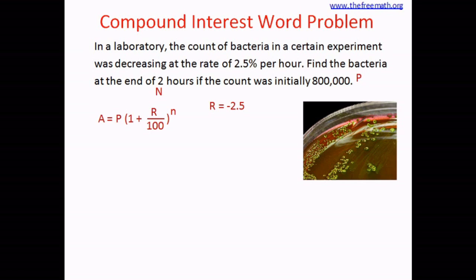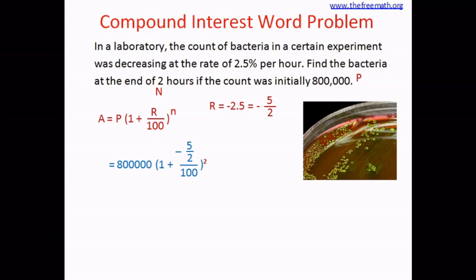Let's write 2.5 in the fractional form. So you can say that the rate equals negative 5 over 2. 5 over 2 equals 2.5. So the rate is negative 5 over 2. Let's substitute all these values. So we get 800,000 multiplied by 1 plus the rate is negative 5 over 2. So negative 5 over 2 over 100 and the whole thing to the power of 2.